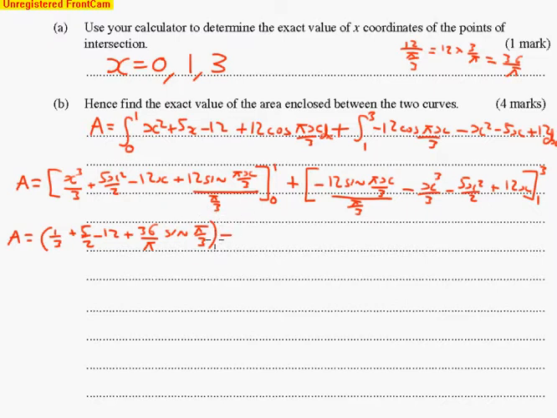Then we take away the same lot when we put 0 in instead of x. But I'm not going to do anything there because that'll give me 0, that'll give me 0, that'll give me 0, and sine of 0 is also 0, so it's just going to be taking away 0 when I put 0 into this first expression. So that's the first bit all done. That's getting a bit simpler. Now, the area is that plus.